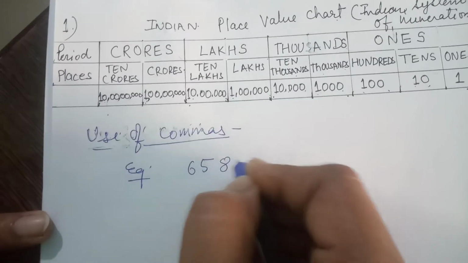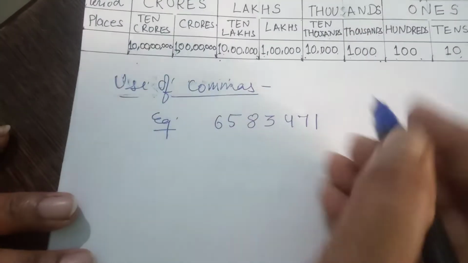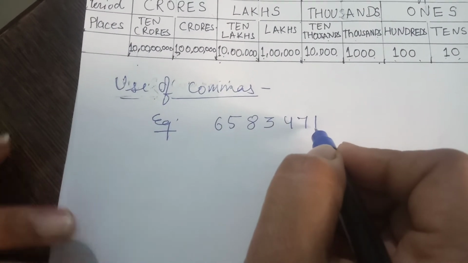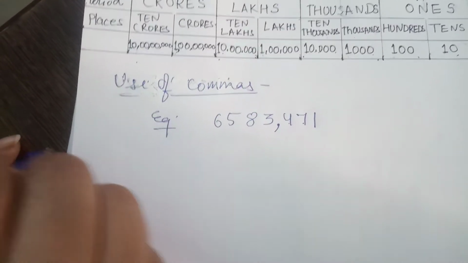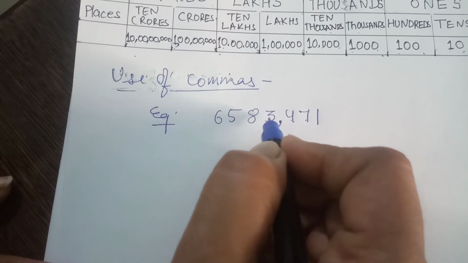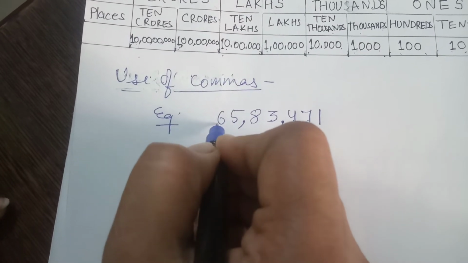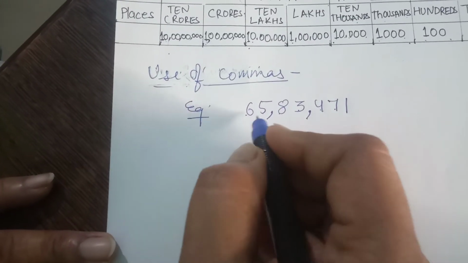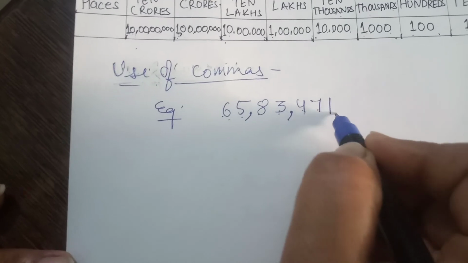Say 6583471. Now, how do we put commas? After the first period, that will be your ones, tens, hundreds, we put a comma, then a comma before the second period, thousands, 10,000s, then comma, lakh, 10 lakh. So, how do we read this number? 65 lakh 83,471.